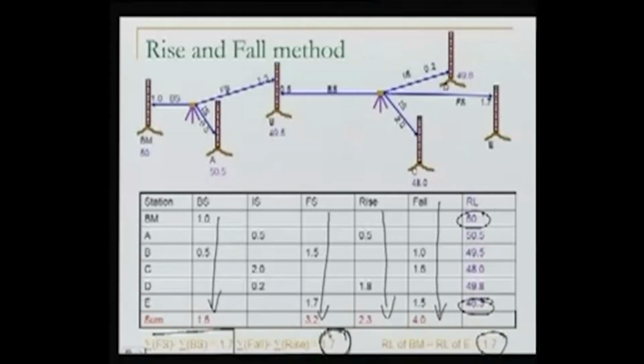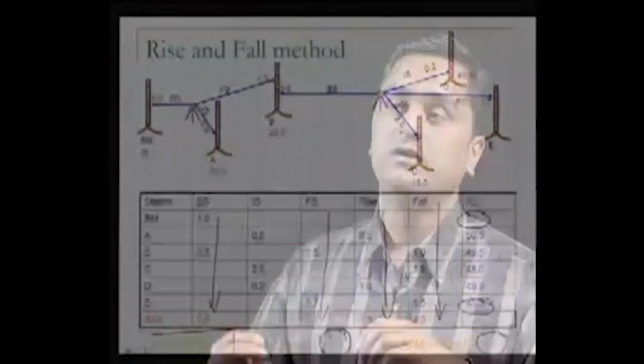So what we have done, unlike the previous method, the height of instrument method, is that in rise and fall, the way we are computing them, we are including the intermediate sights also. So we are applying this check to the intermediate sights also. If any of the intermediate sight computation is done wrongly, we can have a check here now.